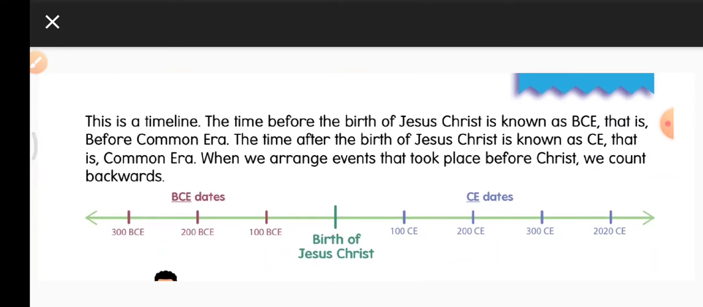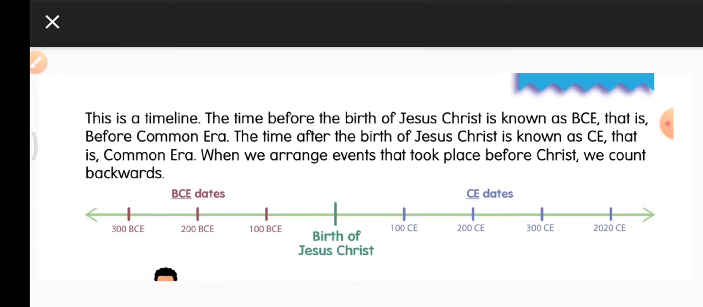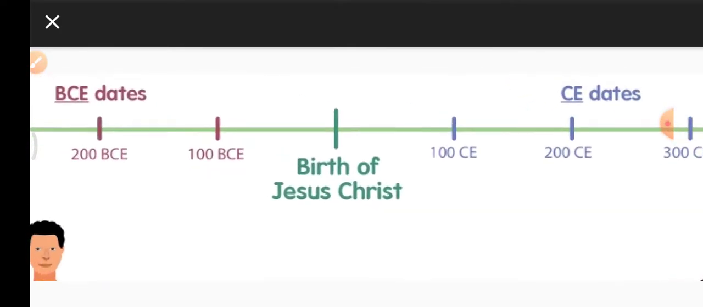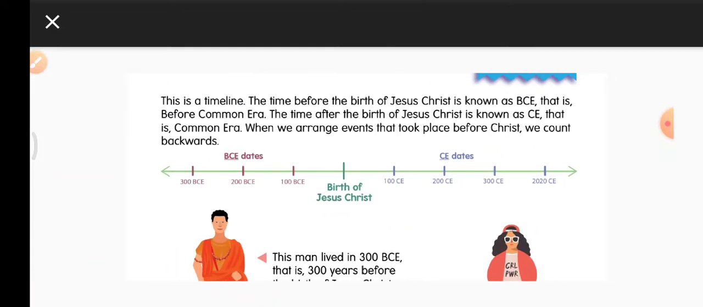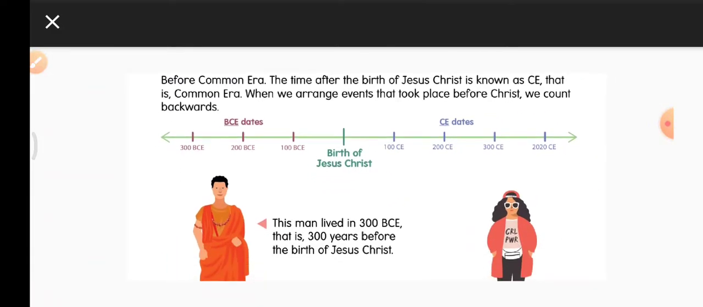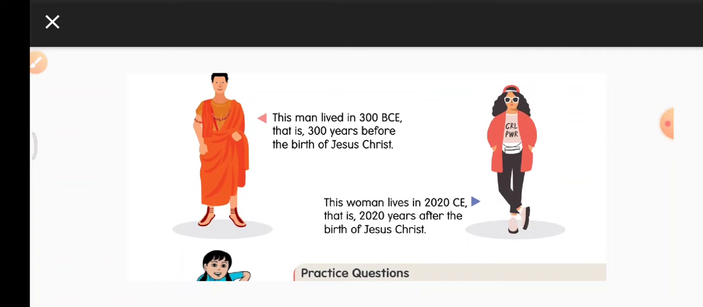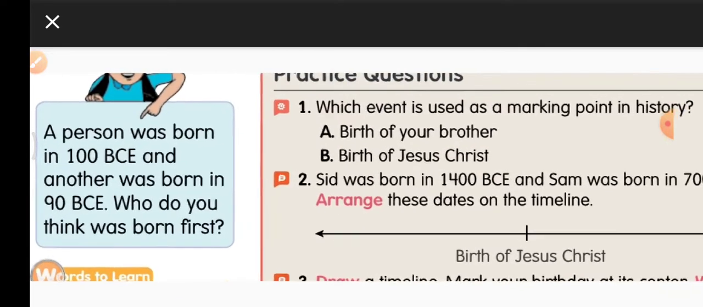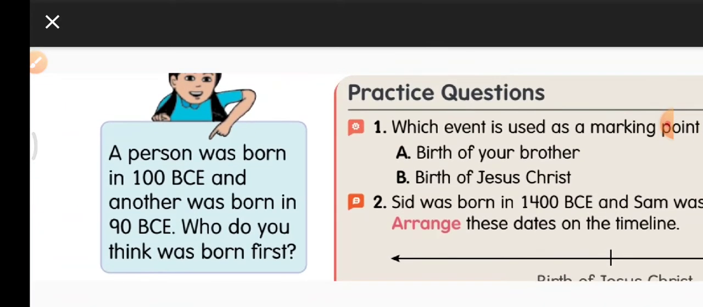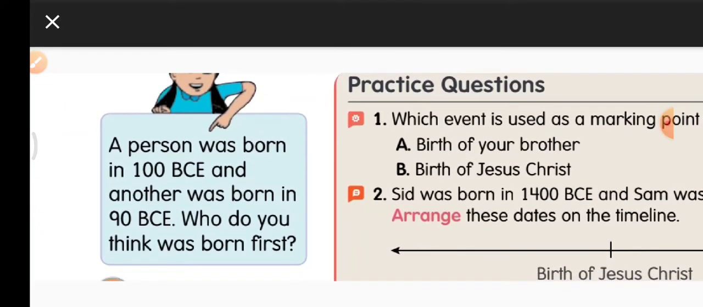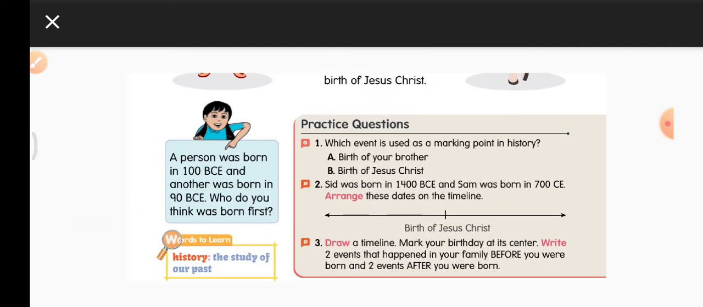When we arrange events that took place before Christ, we count backwards. We count backwards like this. And the man lived 300 BCE, that is 300 years before the birth of Christ. And this woman lived in 2020 CE, that is 2020 years after the birth of Christ. A person was born in 100 BCE and another was born in 90 BCE. Who do you think was born first? The person who was born in 100 BCE.